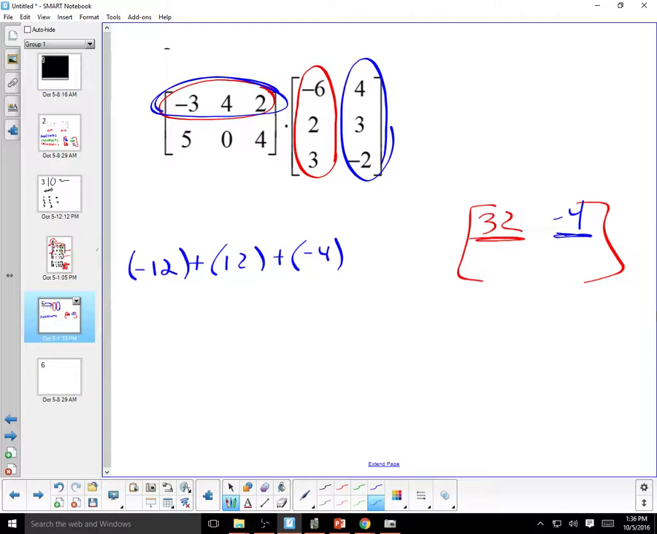So what column is row 2? Let's find this one. Let's find A sub 2,2. Find A sub 2,2 for the answer matrix.